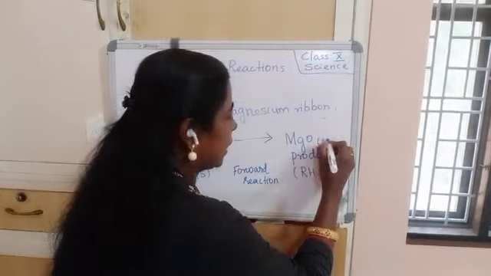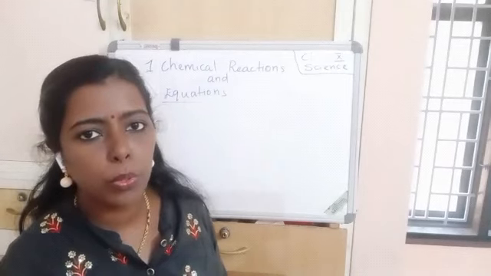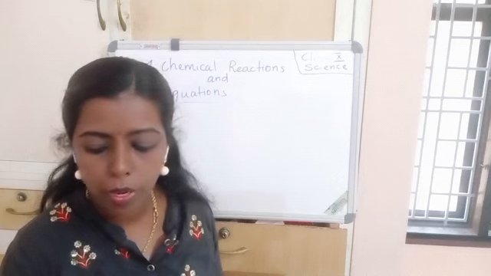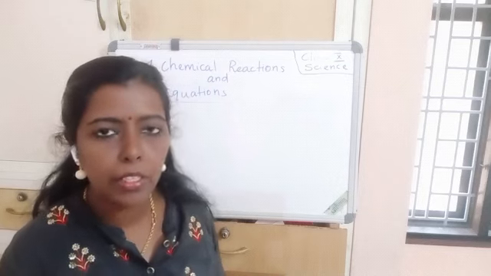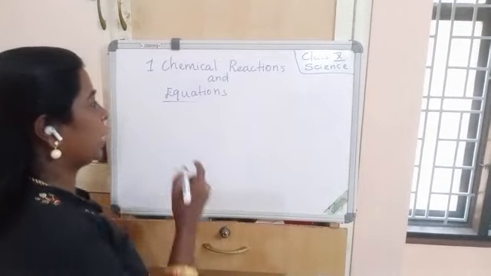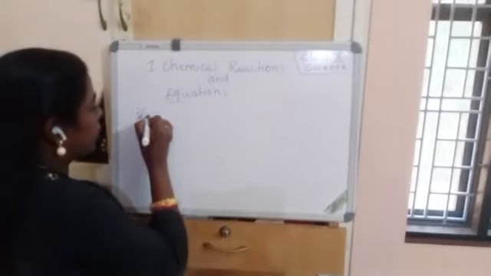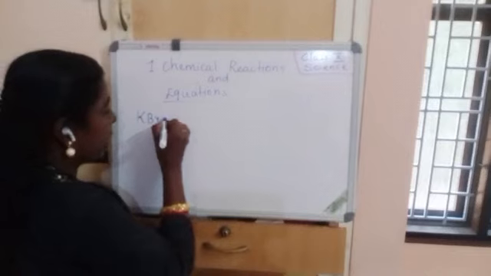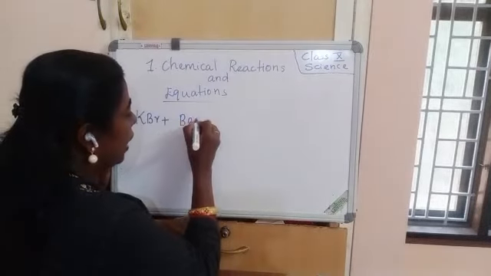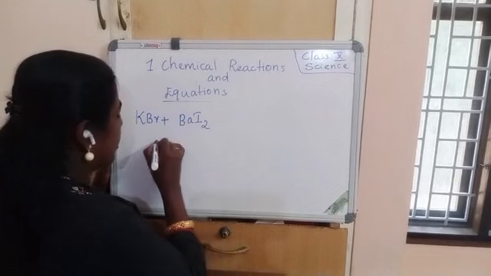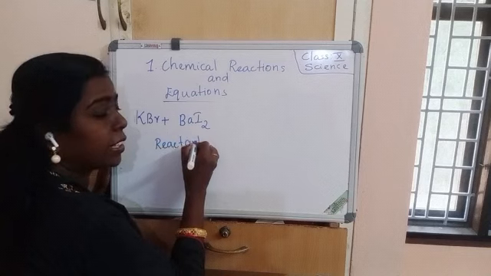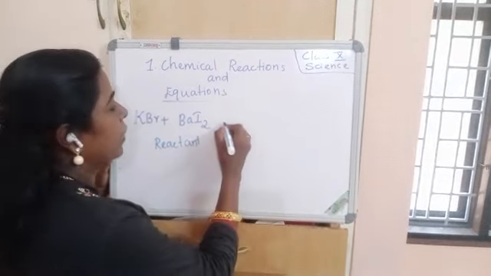Example: potassium bromide reacts with barium iodide to form barium bromide and potassium iodide. Here, what are the reactants? Potassium bromide, formula KBr, reacts with barium iodide, BaI2. These two are reactants. Reactants are always written on the left hand side.